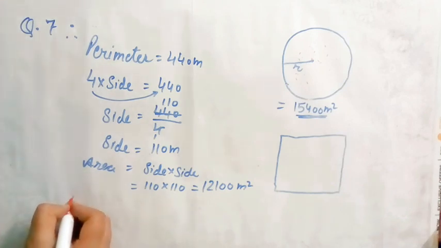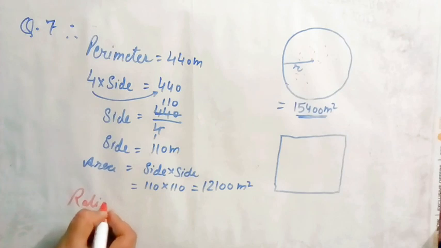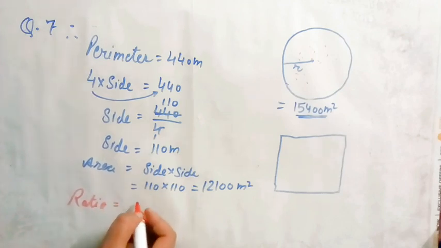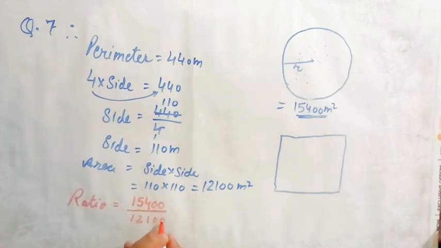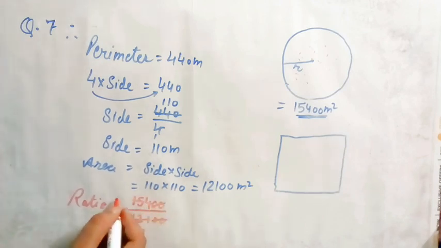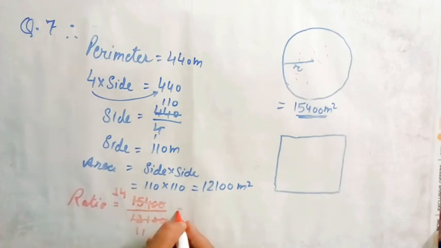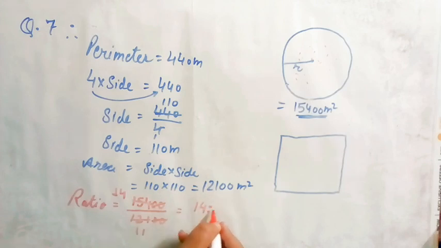So the ratio equals the area of the circle, which is 15400, and the area of the square, which is 12100. So two zeros are cancelled. Let us divide them by 11. 11 11s are 121 and 11 14s are 154. Therefore, the ratio is 14:11. This is our required answer.